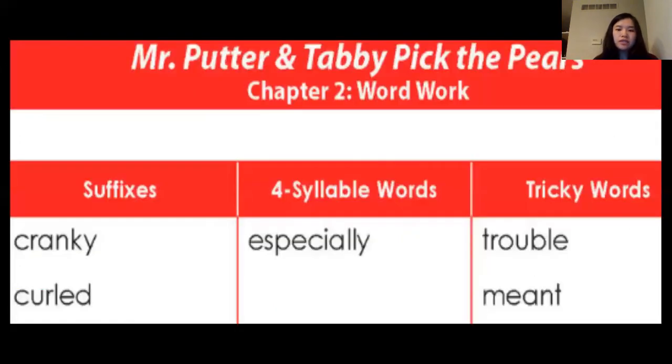Right here is your word chart from this lesson. So we have it where it is, again, Mr. Putter and Tabby Pick the Pears, chapter 2 word work. Words with suffixes, we have the word cranky and curled. So the suffix for the word cranky, the ending part from the root word is the Y, the E sound, cranky, and curled. So the suffix with the ED.